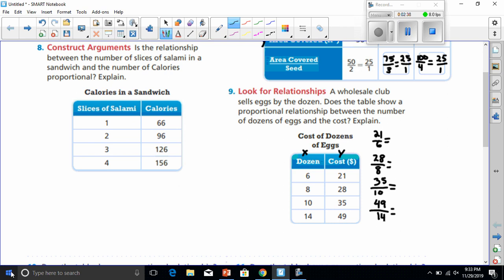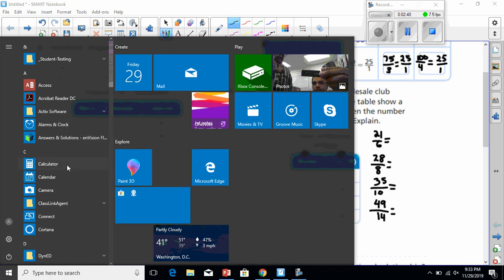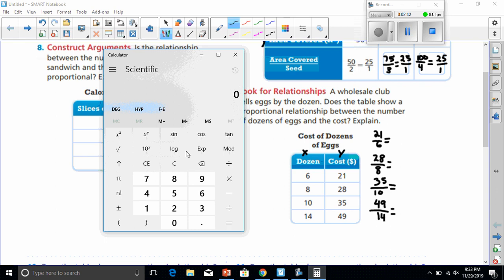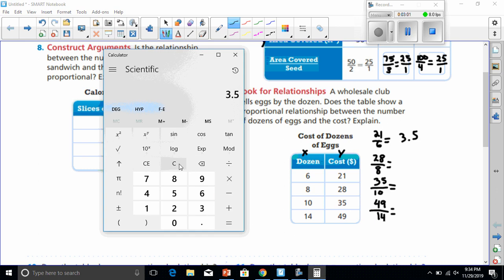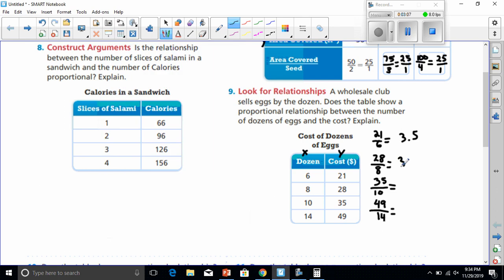So let's get our calculator out, because this looks like some complicated math here. First one says 21 over 6. Remember, every fraction is really a division problem. So this is really 21 divided by 6. And that gives us 3.5. Next is 28 over 8. So this would be 28 divided by 8, which is also 3.5.